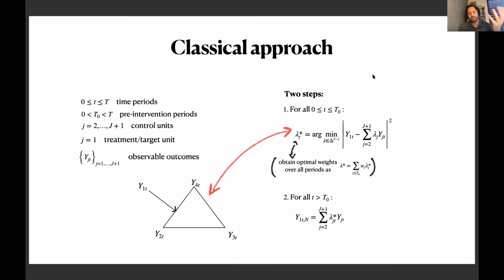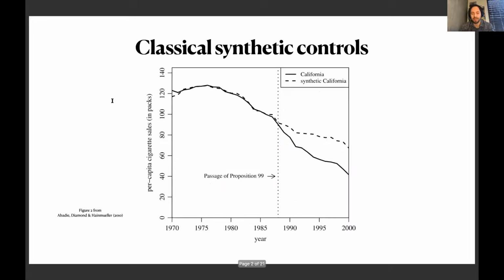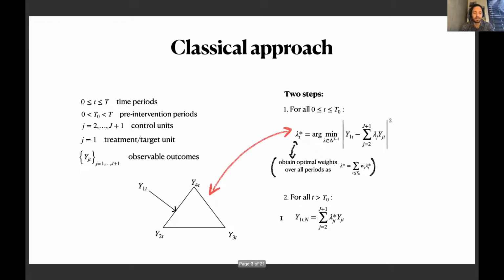Now we go into a little bit more of a first theoretical step, because this will be the mathematical idea that I will generalize. We have T time periods in our picture, from 1970 to 2000. We have pre-intervention or pre-treatment periods, T naught, and using the classical notation, we have from j equals 2 to j plus 1 control units, and j equals 1 is our target. So j equals 1 would be California, and in the classical method we observe some aggregate outcome. This could be a vector or a number, some average.